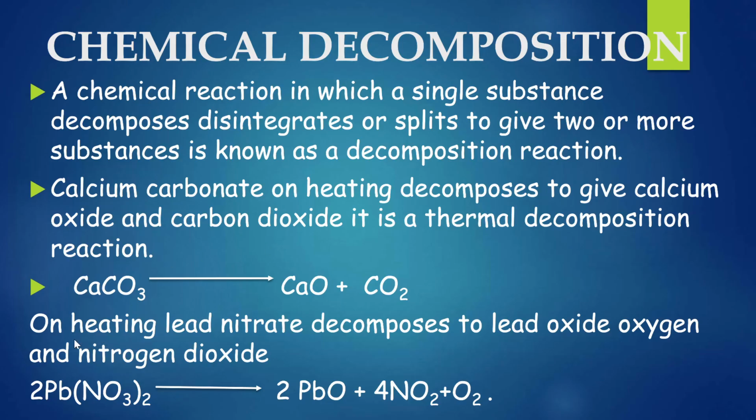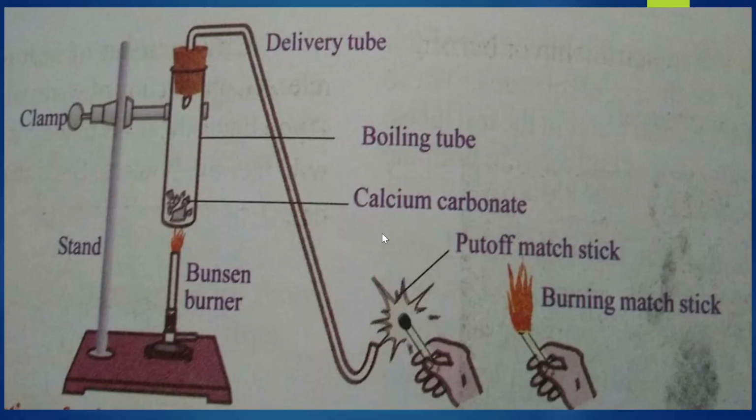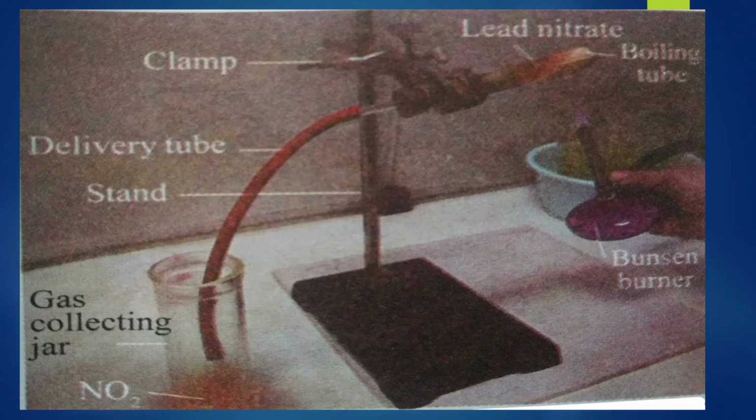Now coming to the second example, on heating lead nitrate decomposes to lead oxide, oxygen and nitrogen dioxide. That is Pb(NO3)2 is the formula of lead nitrate. It decomposes to give lead oxide PbO plus NO2 nitrogen dioxide and oxygen. So here also you can just check out, when you are heating lead nitrate, we are getting lead oxide, nitrogen dioxide and oxygen.